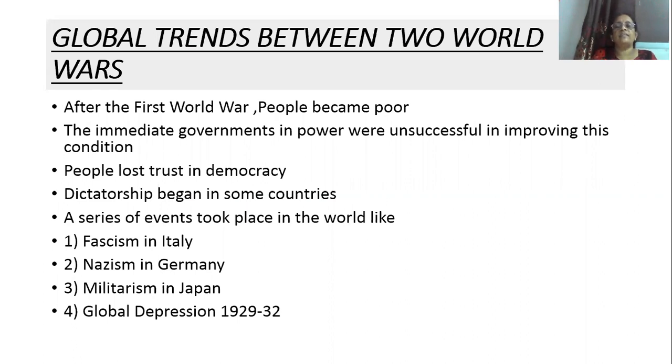In the second lesson, you studied the First World War. The First World War was from 1914 to 1919, and the Second World War was from 1939 to 1945. In between, certain incidents occurred in the world, and you are going to study the conditions of the world during that time.